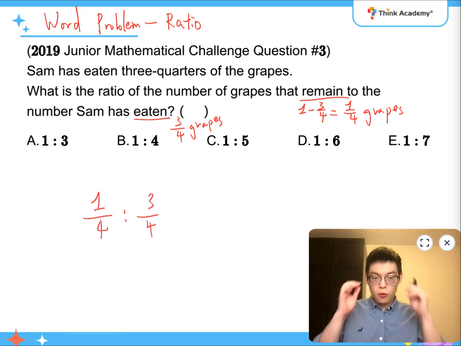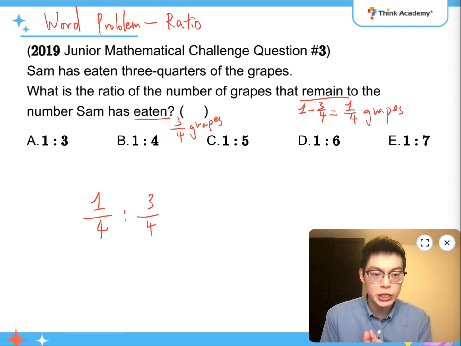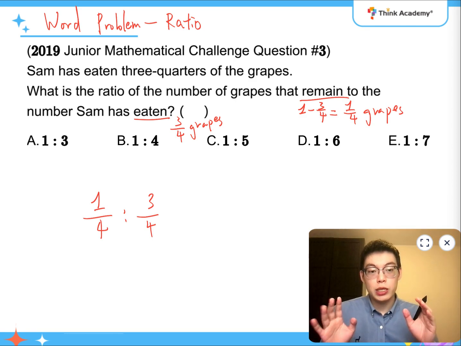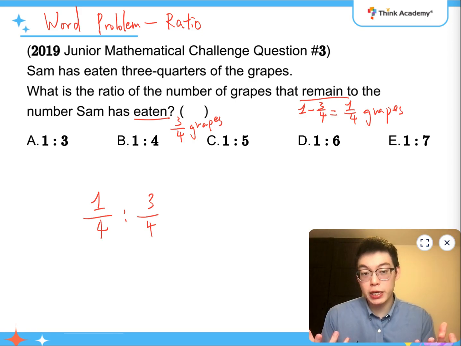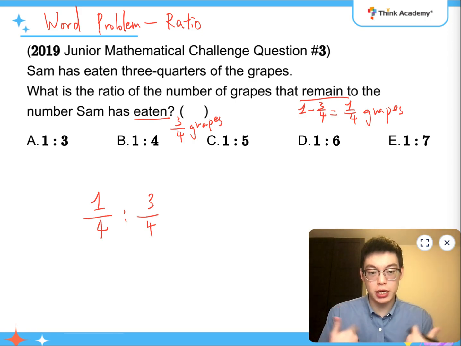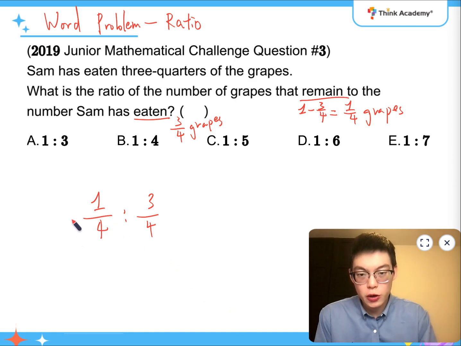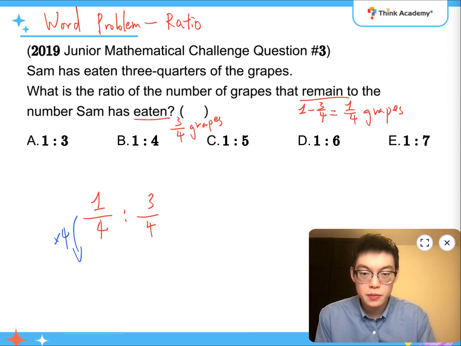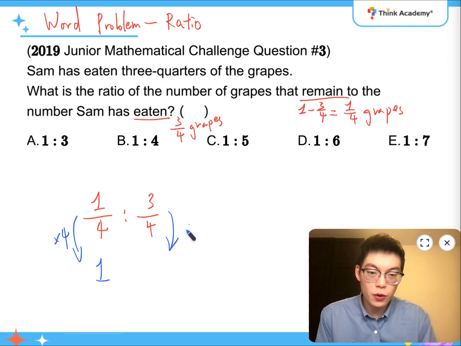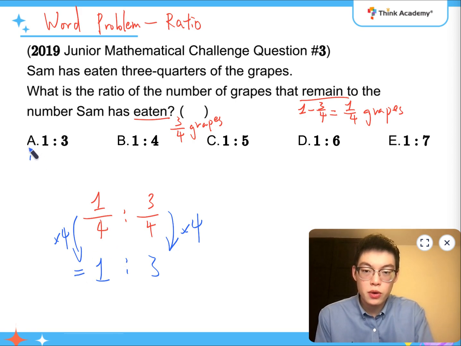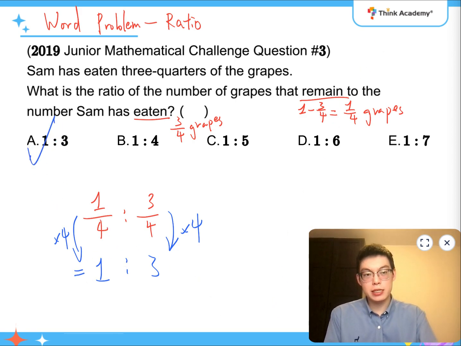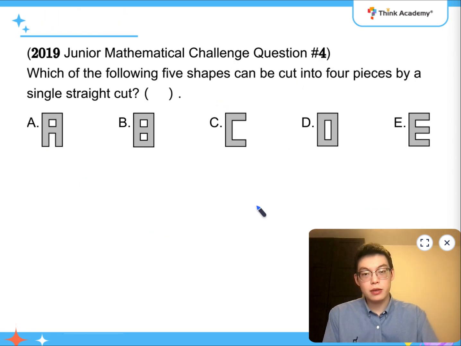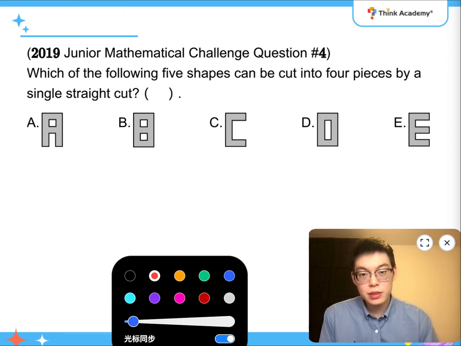which we know that for a ratio, if I want to find the equivalent ratio of it, I can do the same operation of multiplication or division on both sides of the colon, the ratio sign. So we can do times 4 on both sides. That's going to be 1 times 4 on that side. That's going to be 3. So it's equal to 1 to 3. And that's going to be the answer for the third question. Okay, moving on to the fourth one.